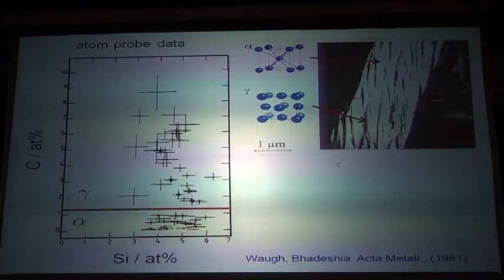Because when we transform to bainite, you're holding at temperatures like 400 degrees centigrade for several hours. There's plenty of time for carbon to escape from the ferrite and go into the austenite, but it remains there. There's absolutely no error in this chemical analysis because it's time of flight mass spectroscopy, which means that you can analyze atom by atom and show that there is a large concentration. Now, this is very hard to believe, that you retain a large amount of carbon in the ferrite.